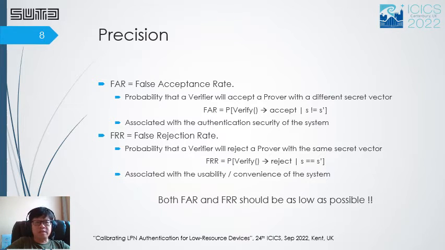False rejection rate, or FRR, refers to the probability that the verifier would reject the authentication response B from a prover using the correct secret key. This affects the usability of the system.